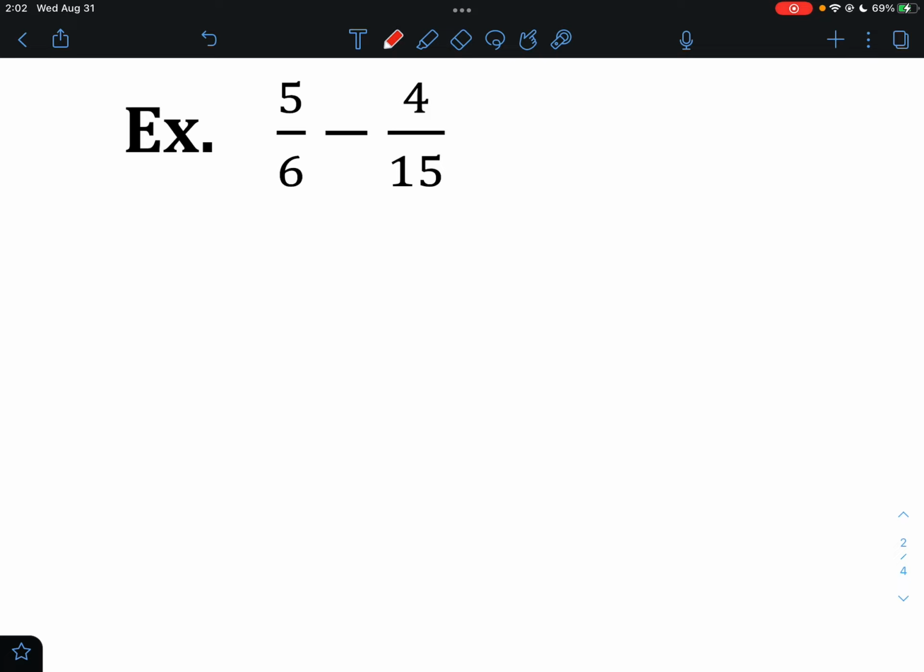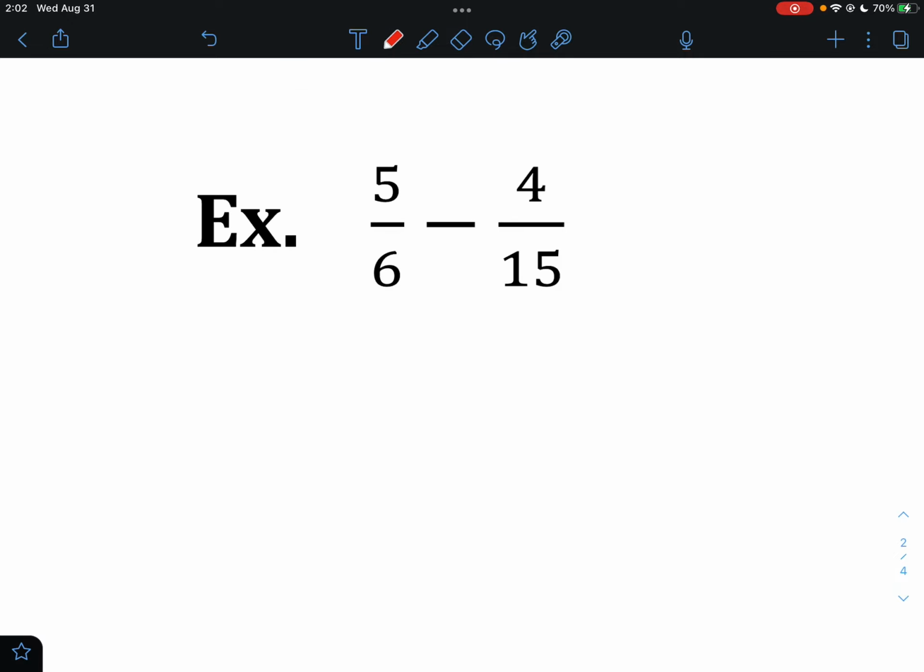Second one. All right, so we need a common denominator here. We have 6 and we have 15. 6 does not go into 15 evenly, so that's not a good idea. But we want to think of the least number, the smallest number, that both 6 and 15 go into. And that number would be 30.